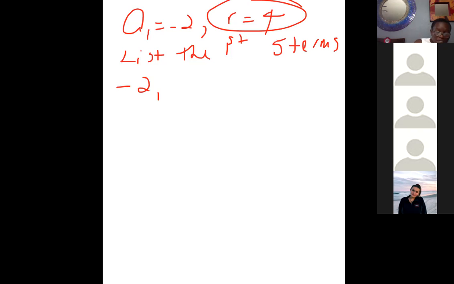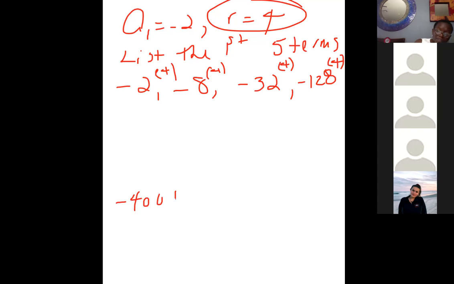We have the first term, so to get the second term, we multiply the first one by 4, so that gives us -8. To get the third term, we multiply -8 times 4, and that's going to give us -32. To get to the next one, we multiply this by 4, and that's going to give us -128. And then to get to the fifth one, we multiply -128 times 4. So -128 times 4, that's going to be -400 plus -80 plus -32. So that's going to be -512, guys.